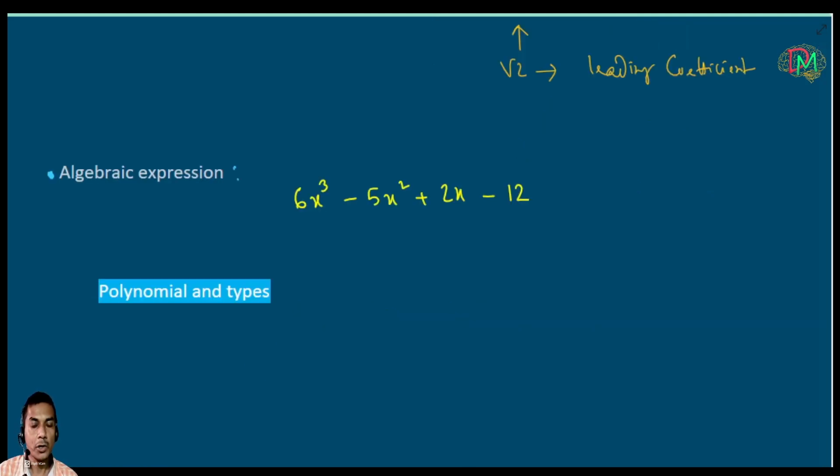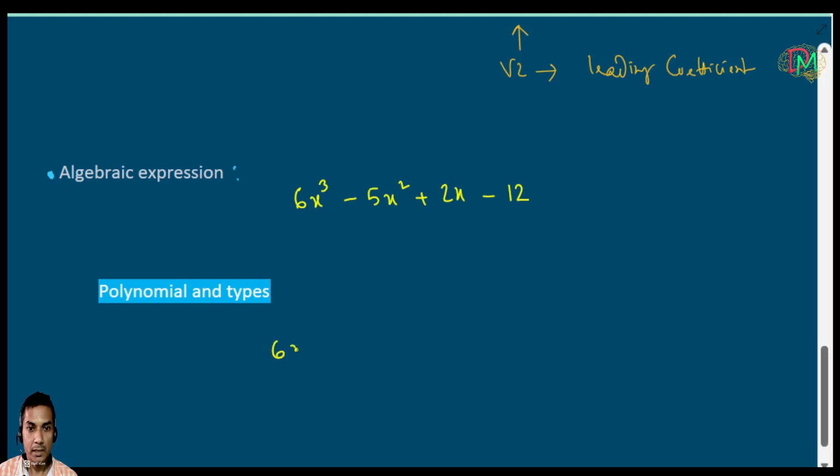Next we learn polynomials and types. In the earlier discussion we learned what an algebraic expression is. A polynomial is an algebraic expression, but not every algebraic expression is a polynomial. So we should have a clear idea of what those polynomials are. I give you an example: 6x cube plus 6. This is definitely a polynomial.